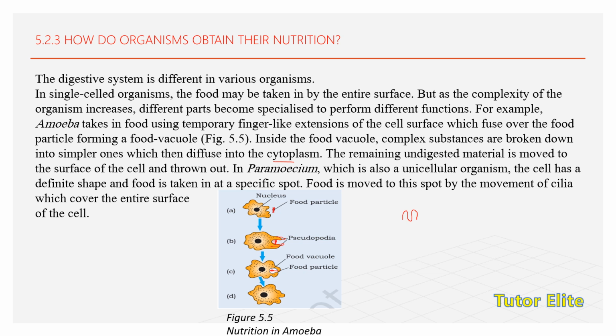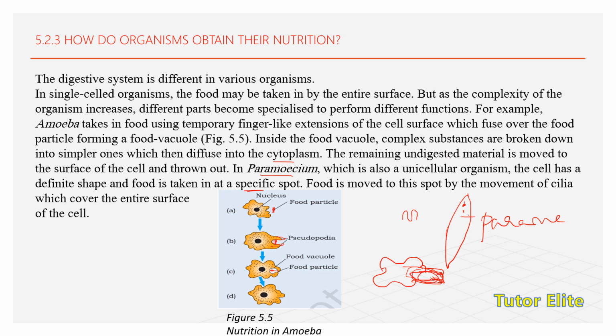Now, the paramecium, which is also a unicellular organism, the cell has a definite shape and food is taken in at a specific spot. What is the difference? Basically, this is paramecium. Amoeba does not have any shape. It just opens its finger-like projections and grabs food in a food vacuole. It completely grabs the food for digestion, but paramecium has a definite shape and food is taken at a specific spot.